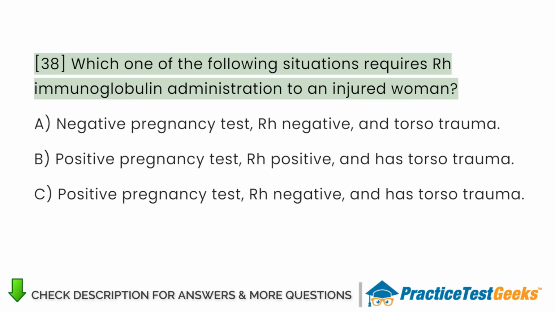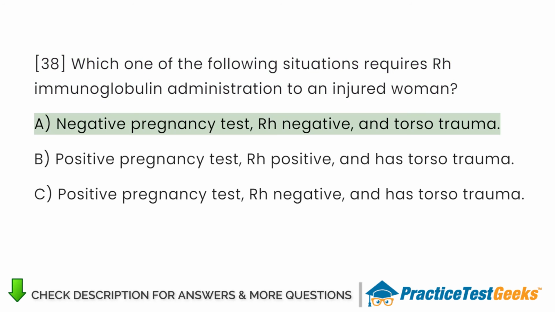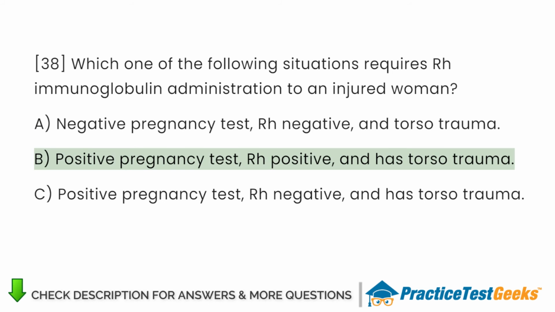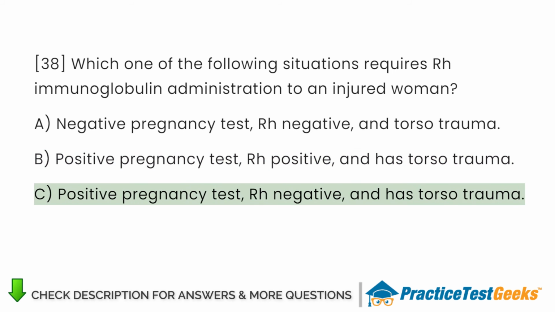Which one of the following situations requires Rh immunoglobulin administration to an injured woman? A. Negative pregnancy test, Rh negative, and torso trauma. B. Positive pregnancy test, Rh positive, and has torso trauma. C. Positive pregnancy test, Rh negative, and has torso trauma.